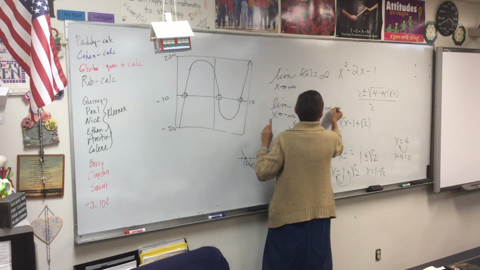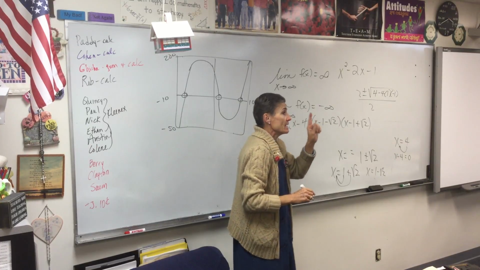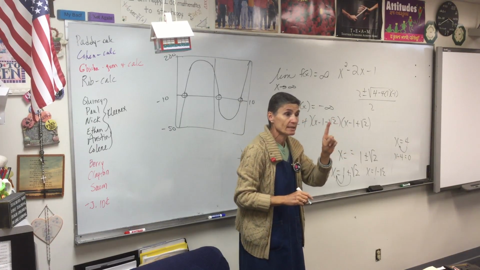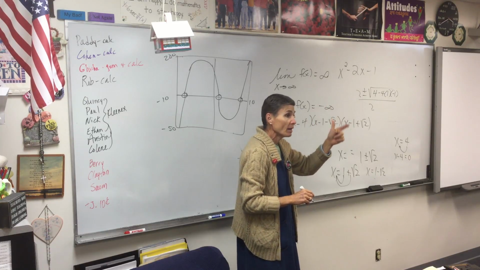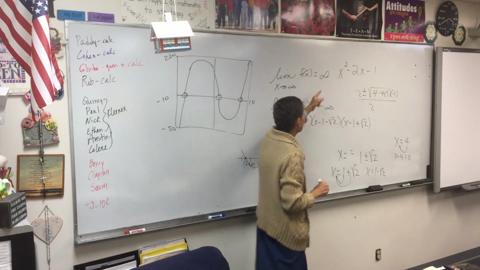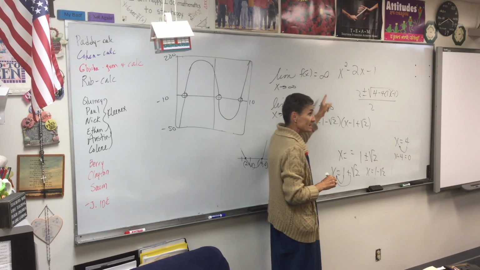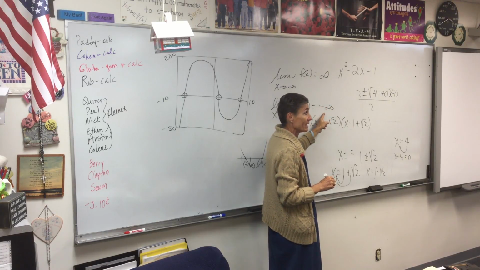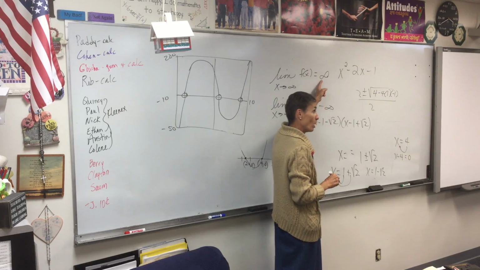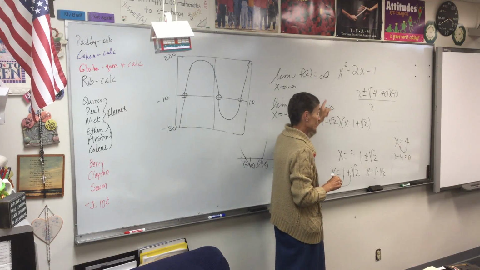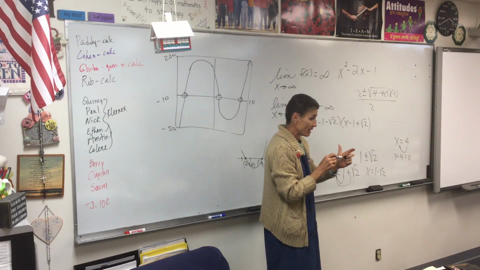Now, one more comment before you leave. If your polynomial is cubic, listen to me, or fifth degree, if your polynomial is an odd degree, would you agree that one of these will be positive and one of them will be negative? But what if it's an even degree? Then they're both positive or they're both negative. We talked about that, right?